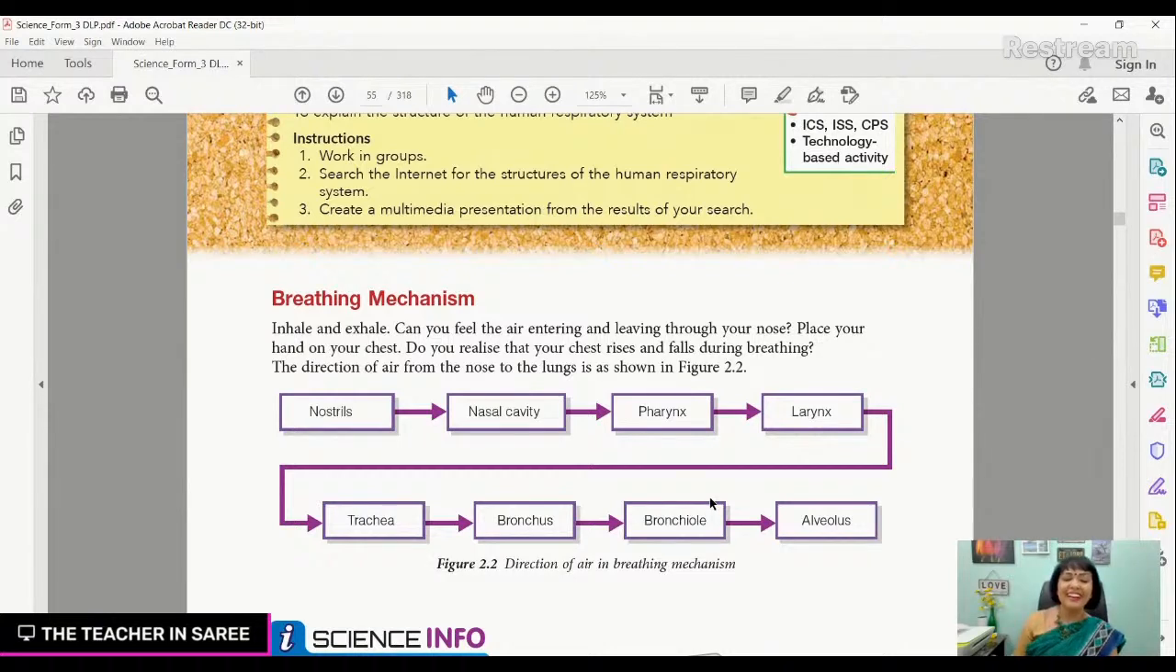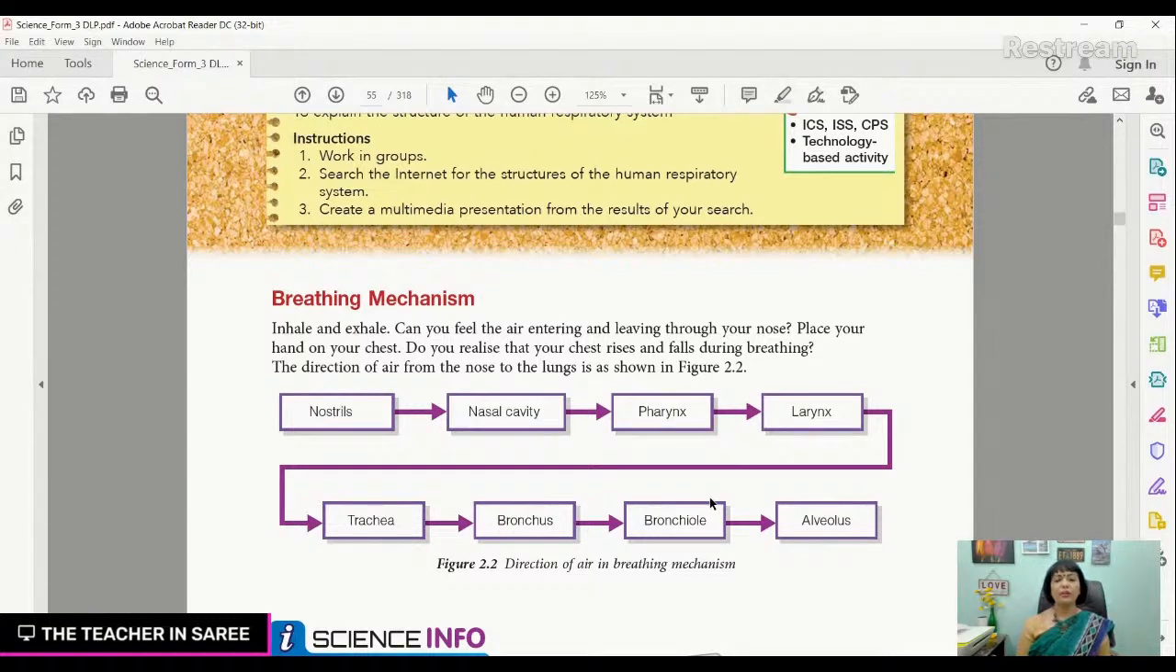Now, the direction of the air. It goes through your nostrils, then definitely passes through your nasal cavity. Then it goes to the pharynx, which is the entry point of your esophagus and also your trachea. Then it goes to the larynx, where your vocal cord is. Then it goes to the trachea, the windpipe. Some of you call it windpipe, it doesn't matter, but if possible, try to use the proper wording in science.